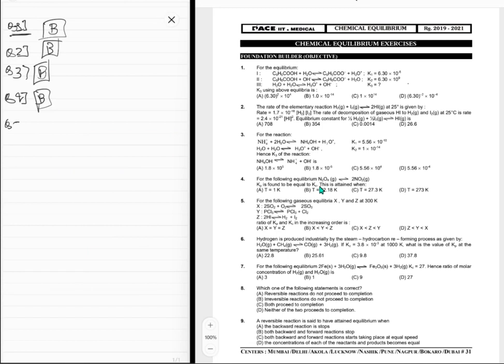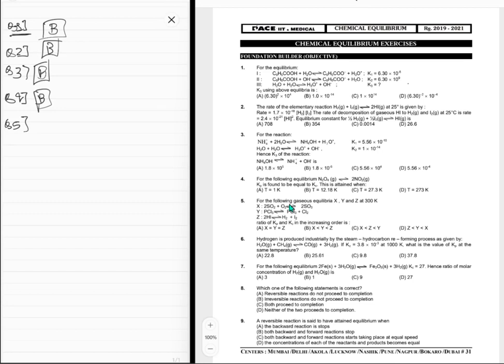Question number 5. For the following gaseous equilibria X, Y, Z are. Why is this? Is this even recording? No idea. Maybe it is. Who knows? Okay.